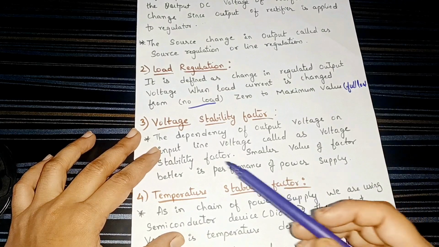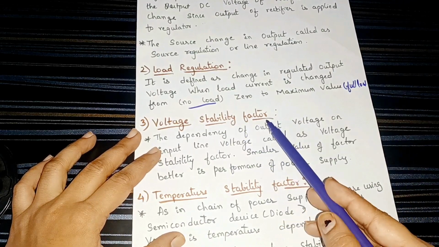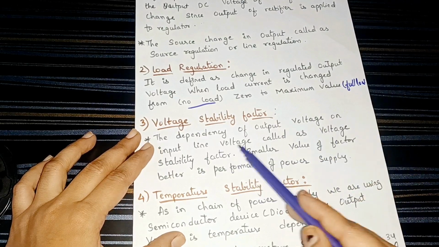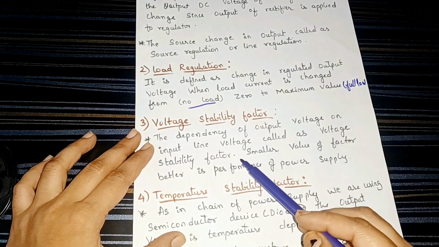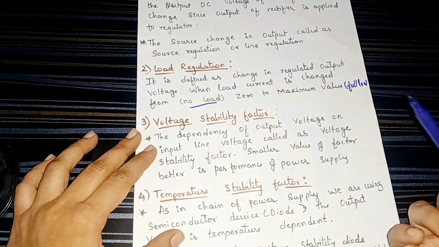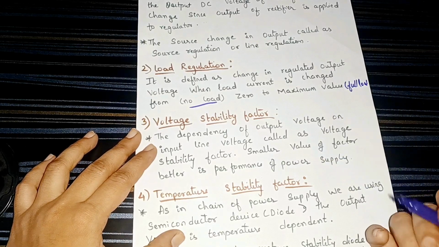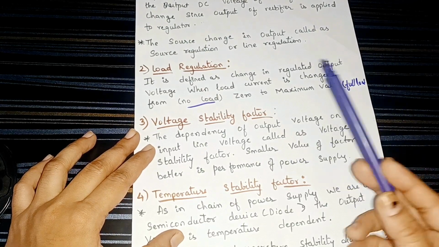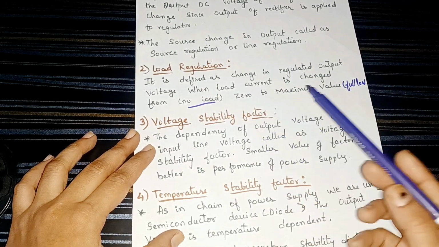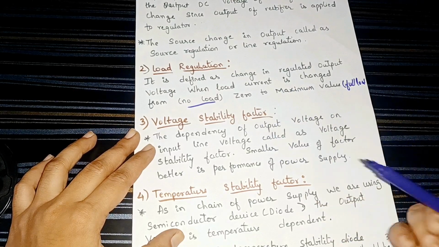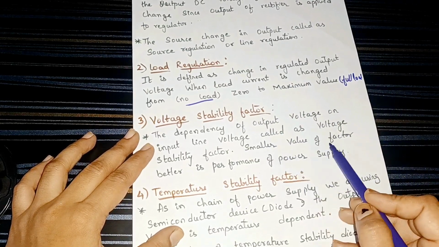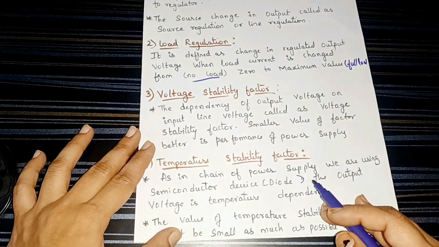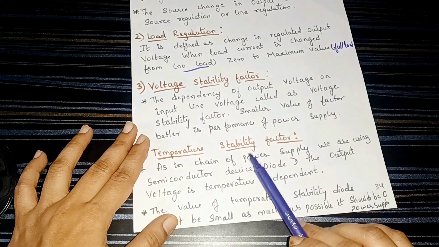Next we have the voltage stability factor, the dependency of the output voltage on the input line voltage. As I said, whenever there is an input change, the output will also change. This dependency is called the voltage stability factor, and this factor should also be a minimal number. A smaller value of the factor gives better performance of the power supply, so that is the value we have to take.